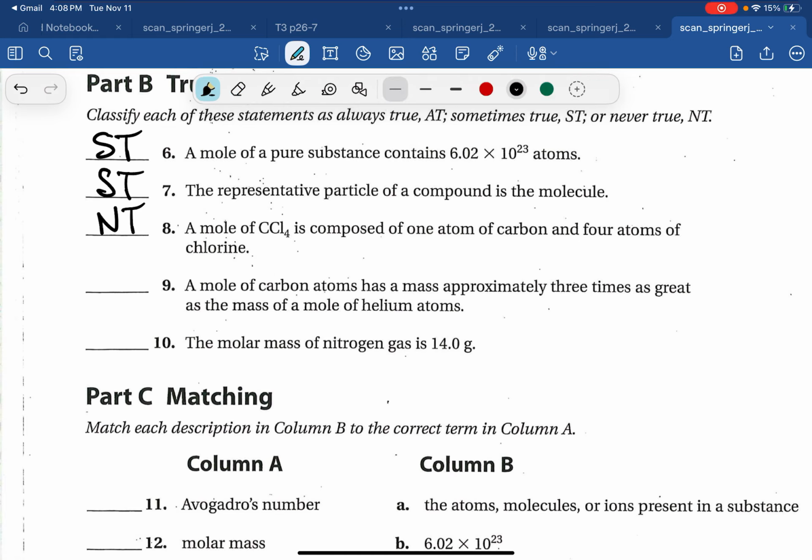Number 9, a mole of carbon atoms has a mass approximately 3 times as great as the mass of a mole of helium atoms. Well, carbon is 12.01 grams per mole, or AMUs.